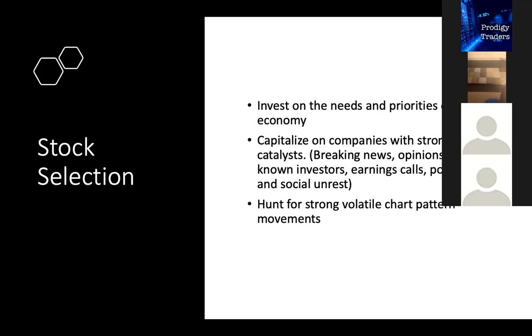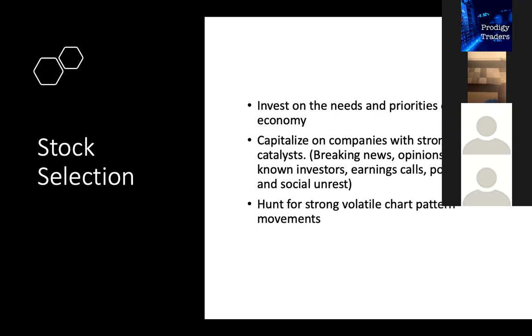Another thing: in the pre-market, before the market opens, when you're setting up your watch list, you want to capitalize on companies with a strong catalyst. I can't emphasize that enough. Examples of that are breaking news: Apple's releasing a new phone, or Tesla produces a brand new, more efficient, spectacular car, things like that.